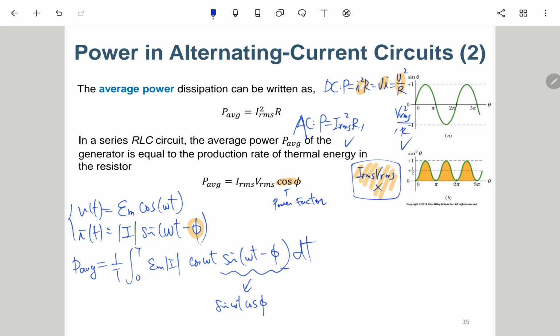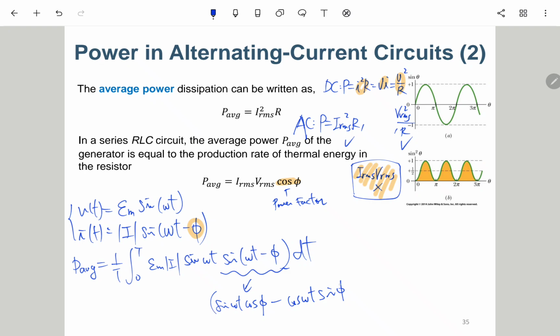Let me see. Sine, cosine. Maybe I also put this one to be sine. This one should also be sine, both of them are sine. So in that case, sine omega t minus phi will be sine omega t cosine phi, and then minus cosine of omega t sine of phi.